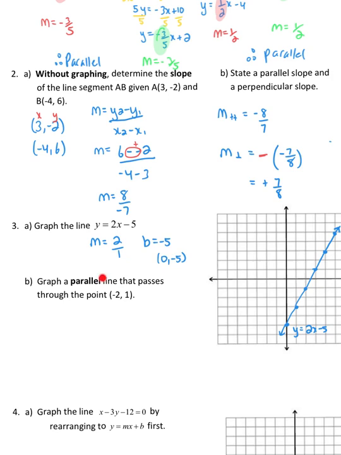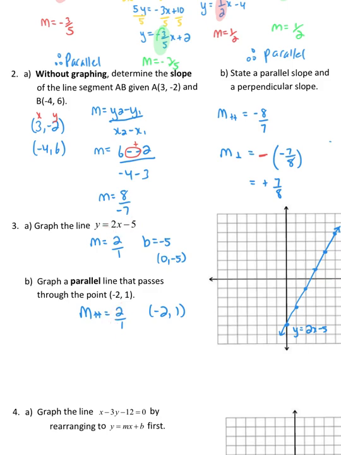In part B, we want to graph a parallel line that passes through the point -2, 1. So because the second line is parallel, I'm going to take the slope of the first line. So the parallel slope is also 2 over 1. And this time I'm going to pass through the point -2, 1. So I don't have the y-intercept. I don't have the equation of the second line, but I have enough information to graph it. I have a point that it passes through, and then I have the slope because I know this line is parallel to the above line.